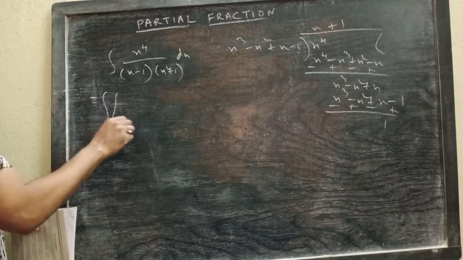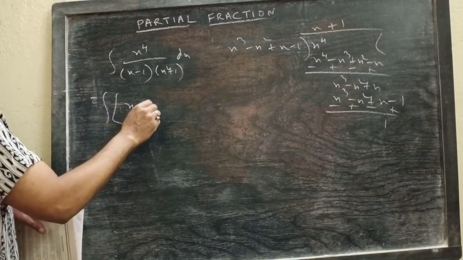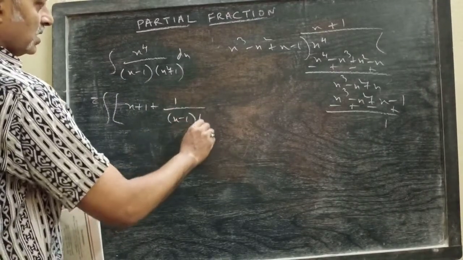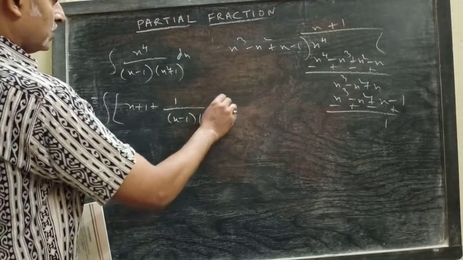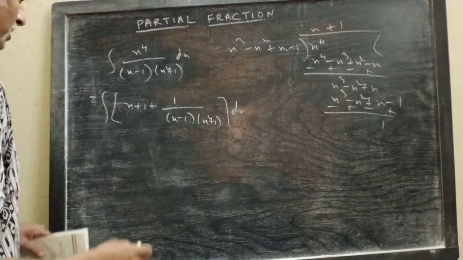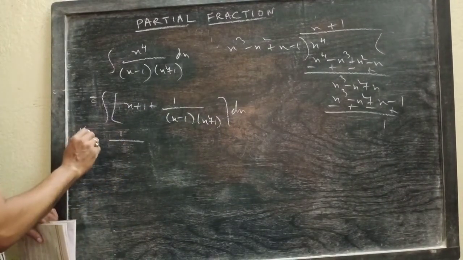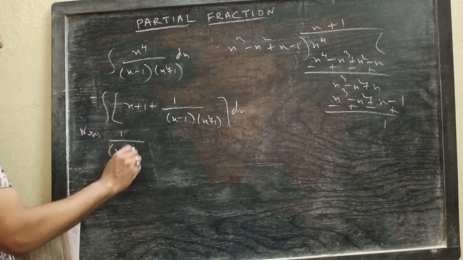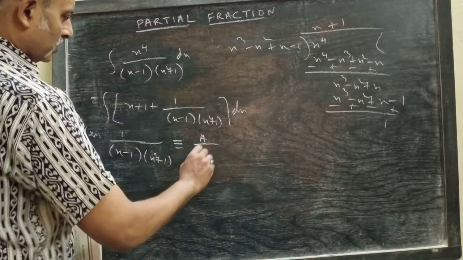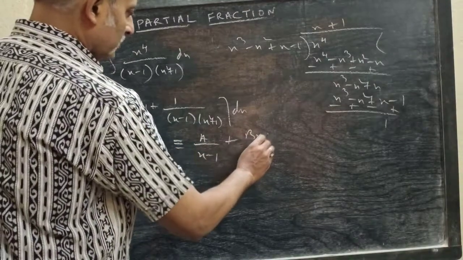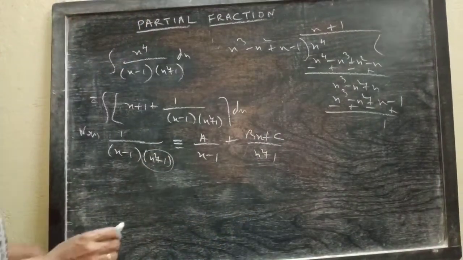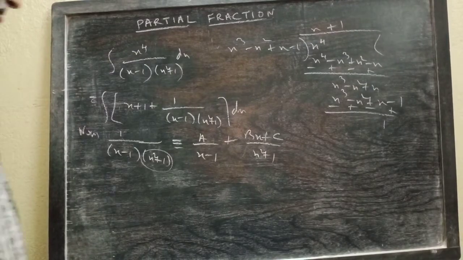So the integral becomes x plus 1 as the quotient, plus the remainder 1 by the divisor, that is integral of 1 by (x minus 1)(x square plus 1) dx. Now we have to decompose this part. 1 by (x minus 1)(x square plus 1) is identically equal to a by x minus 1 plus (bx plus c) by x square plus 1, because this is irreducible.